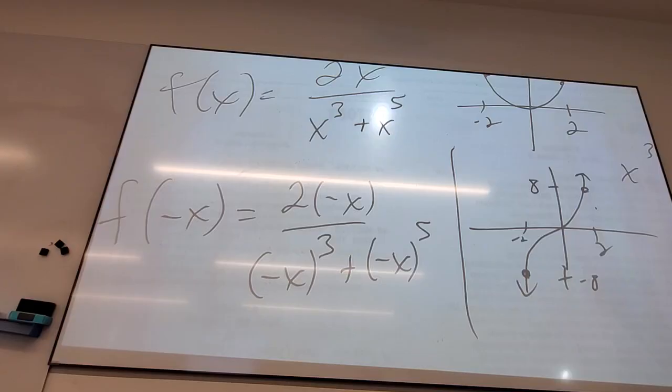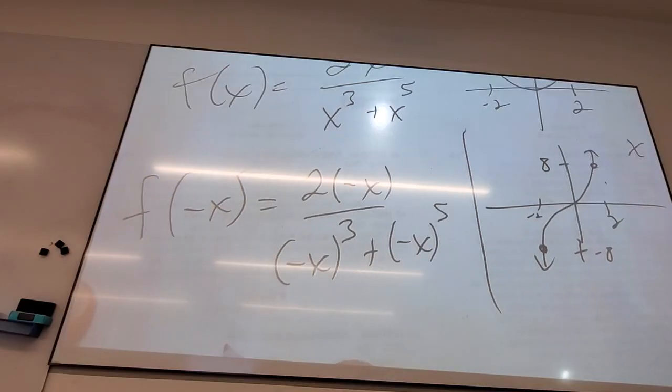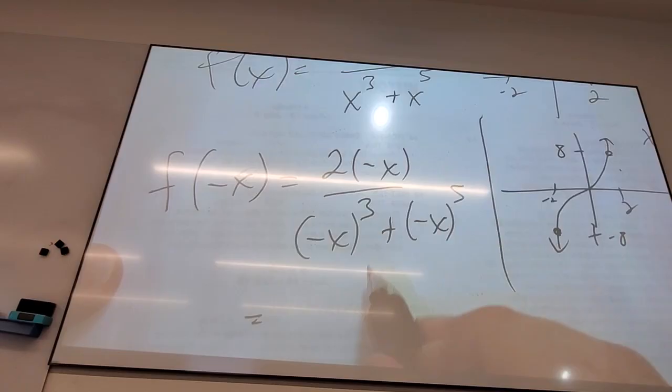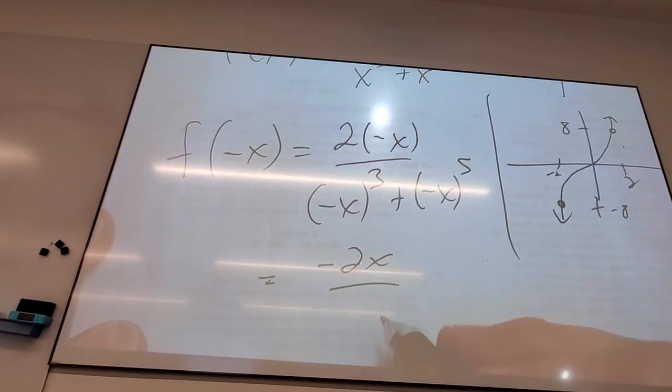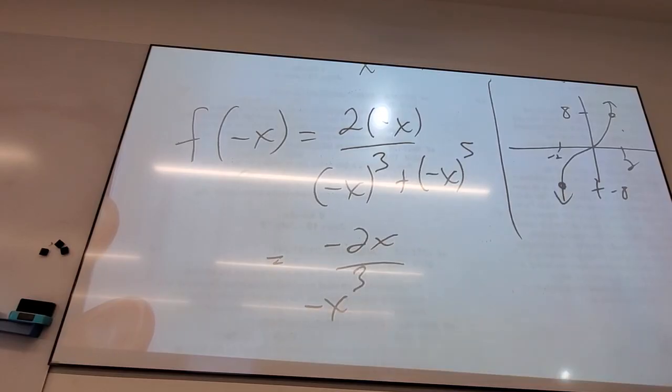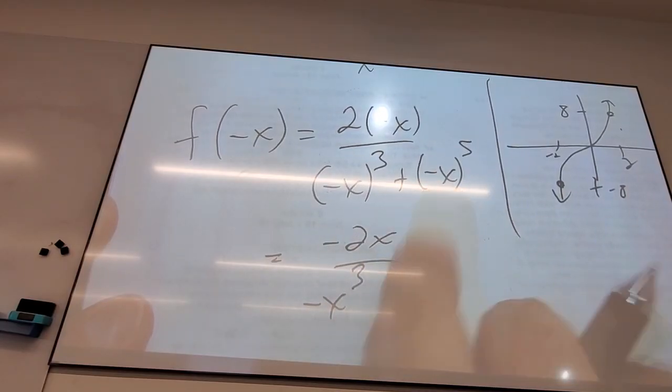Okay. I think the book explained it in a different way. They put a negative on the outside of the function. No, that's what you compare it to. Okay, so can anyone help me out? What happens here? The top I'll do. What's negative x cubed? Negative x cubed, yes? What's negative x to the 5th?